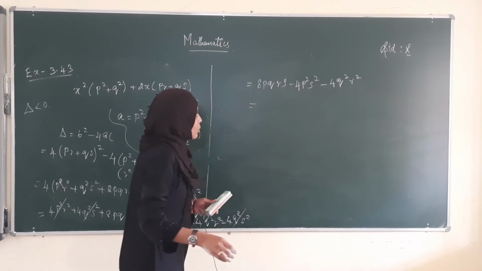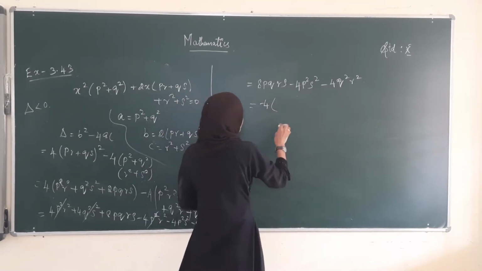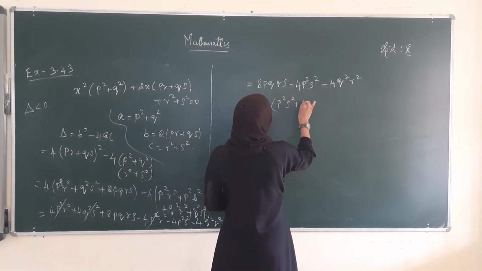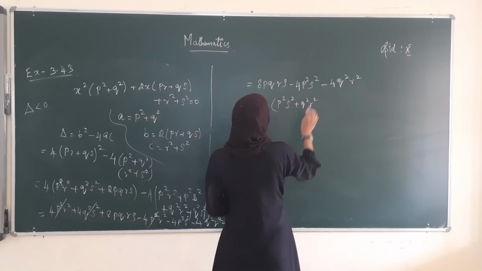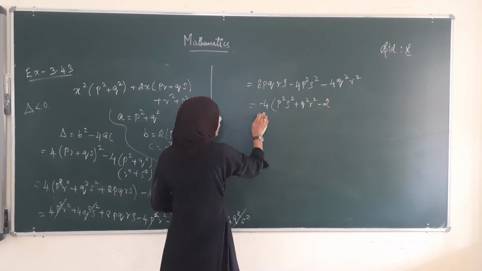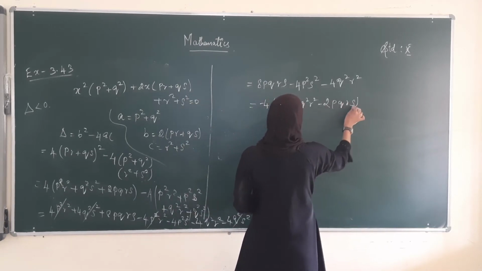Shall we take the 4 outside? Okay. Shall we take minus 4 outside? If you take minus 4 outside, what will be the answer? P squared S squared plus Q squared R squared, then minus, we took minus 4 outside, therefore it becomes minus 2PQRS.